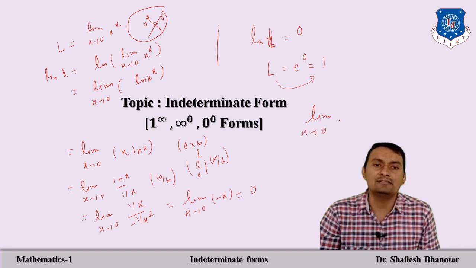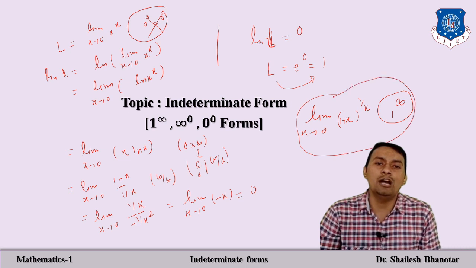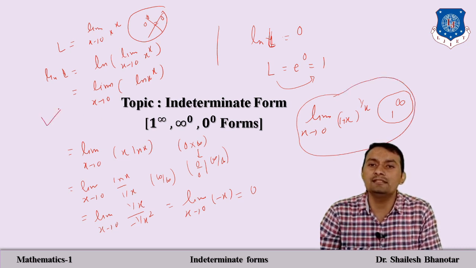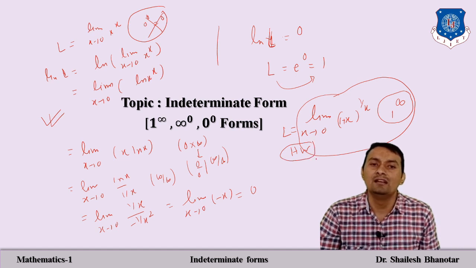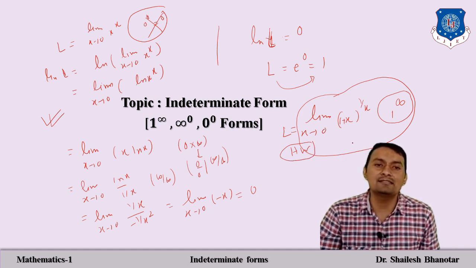A similar concept you can apply for this type. Already I have said that limit x tends to 0, 1 plus x raised to 1 by x. Whenever you put x equal to 0, it is of the form 1 raised to infinite, and that is an indeterminate form. So in that case also you have to follow the same procedure. This one example you can try to solve yourself and hope that you will get the answer, that is e.